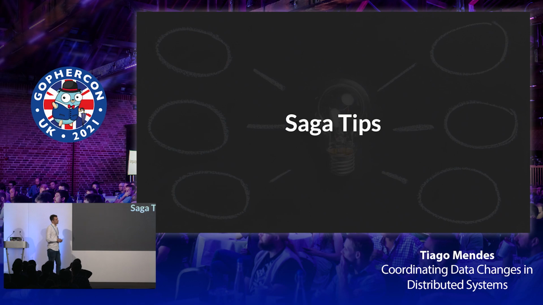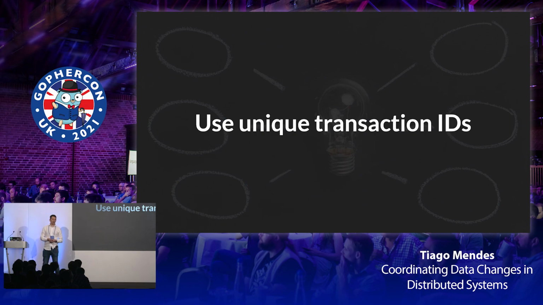So, some tips around implementing sagas and making them work the best for you. First of all, use unique transaction IDs for all of your transactions. These transaction IDs will be your friends, not only for traceability purposes, or if you need to use them to fetch some additional piece of data. You can always use this transaction ID to know what you're referring to.